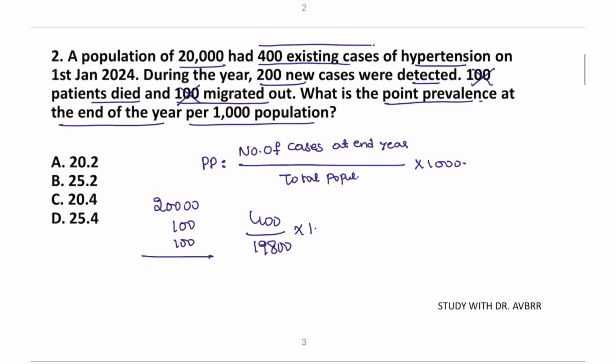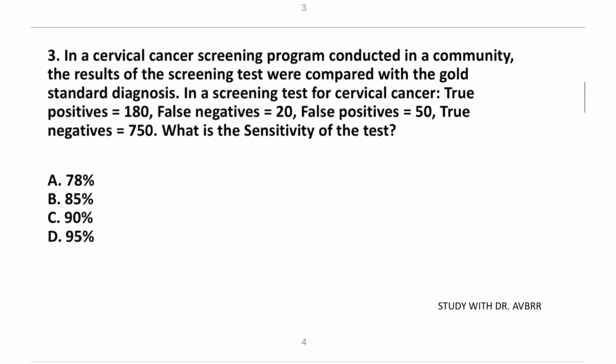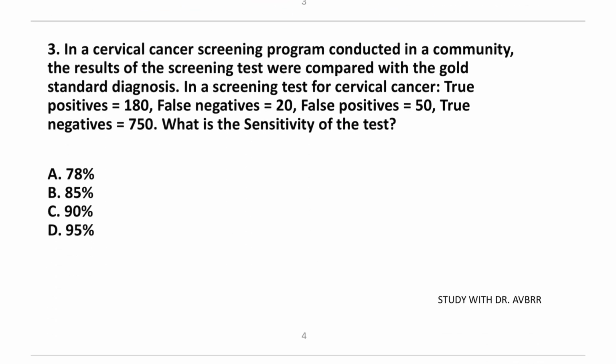Again, into 1000, substitute the 1000. So the zeros cancel, and it is 400 by 198. If you apply this in the calculation, you are going to get around 20.2. So the answer is 20.2. Don't worry, you can use the calculator in the examination. That can be easy for you.